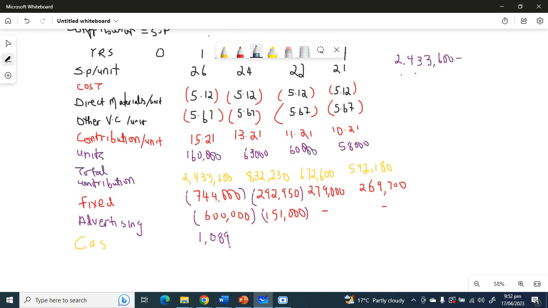Okay. So what we have tabulated here are our cash flows before tax. The value that we're getting here, these are our cash flows before tax. Year two: 832,230 minus open bracket 292,950 plus 15,100, close bracket.